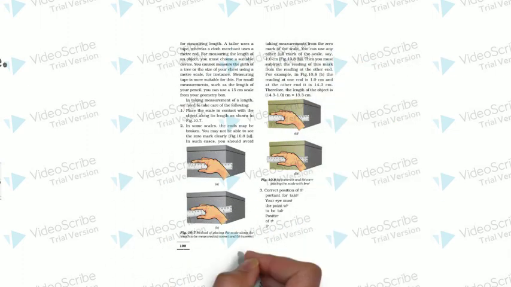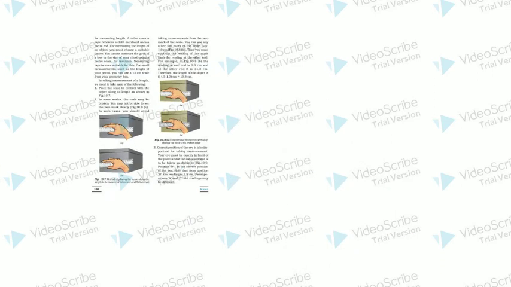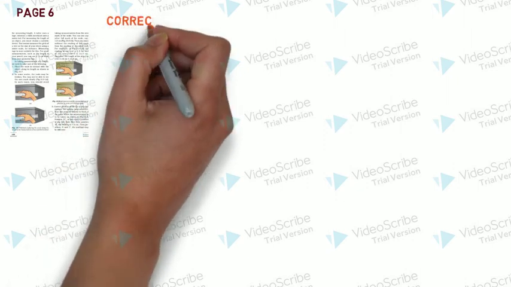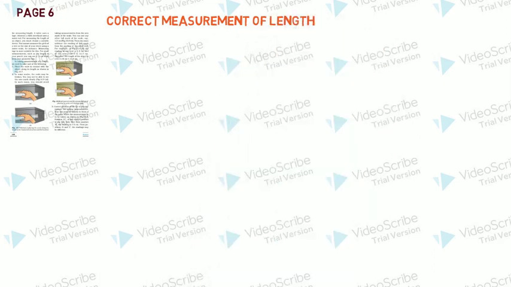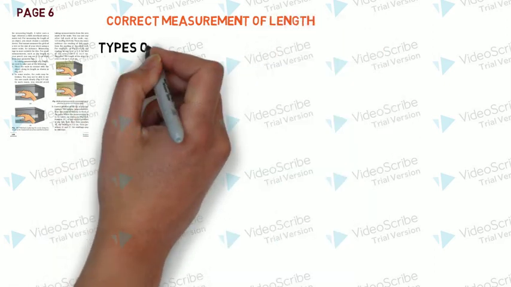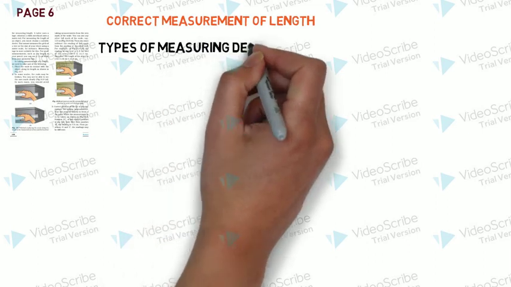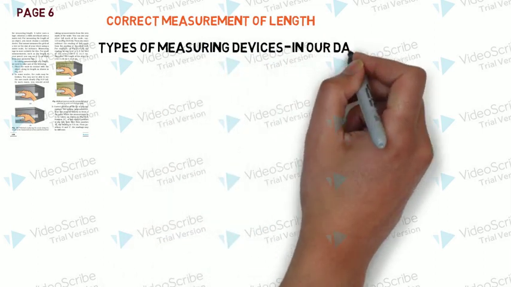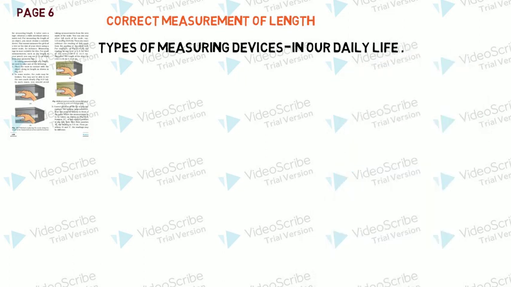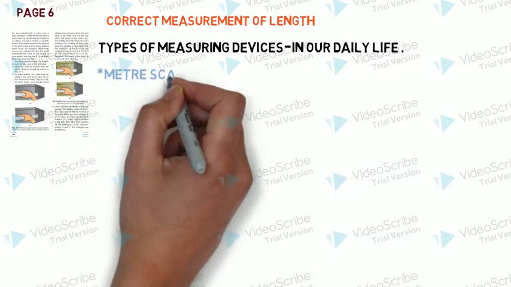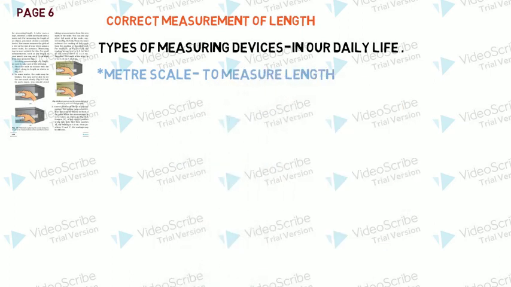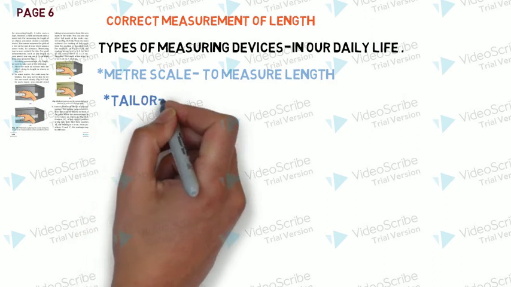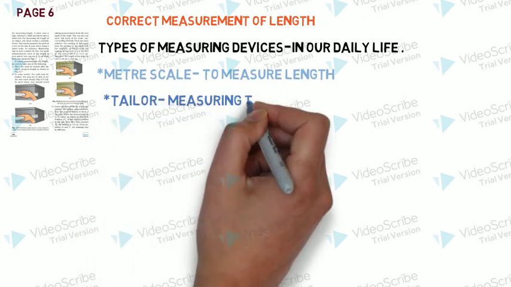Next comes the next page. In this page, we are going to see correct measurement of length, how to take a proper measurement of length. What are the 3 steps that we are going to discuss here? There are different types of measuring devices that we use in our daily life, right? For example, to measure length, we need a meter scale. A meter scale is used to measure the length of your room. A tailor will use a measuring device called a measuring tape.